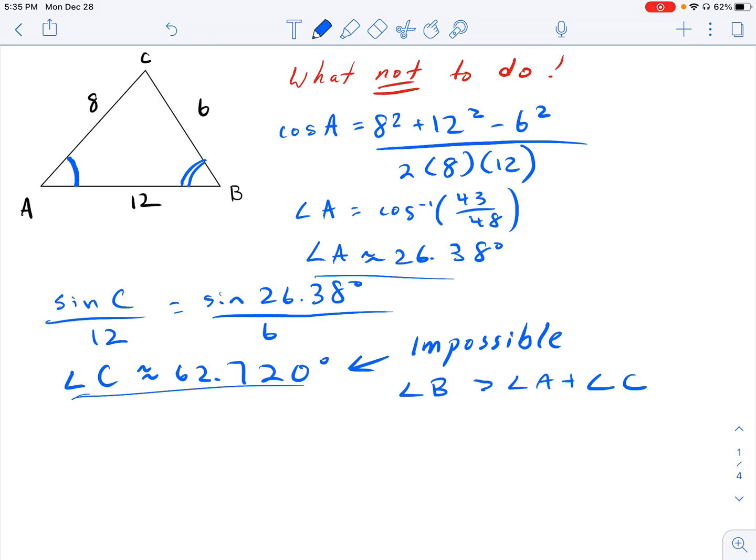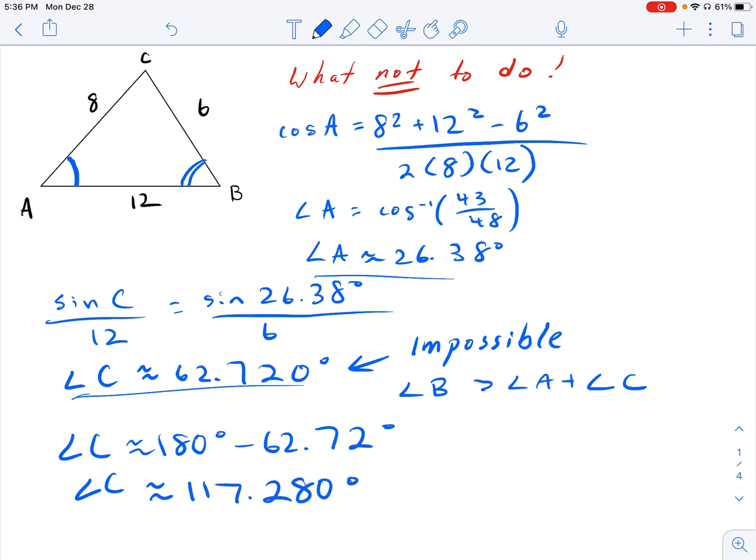If I went this far, it is actually still salvageable. You don't have to erase everything that you have done. But what we have to recognize then is that angle C is actually not 62.720. Angle C is actually the supplement of this angle. Angle C's actual value is 117.280. And how can we just find the supplement of that?